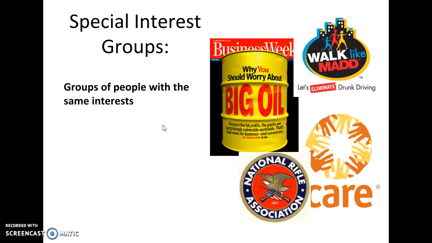And that's basically what I just said. Special interest groups are groups of people with the same interests, and we even have my same example here, Mothers Against Drunk Driving, and their common cause is eliminating drunk driving. CARE is an organization that is working towards eliminating hunger, trying to provide food aid worldwide. That's a special interest. The National Rifle Association is a special interest group, a group of people trying to give more access to guns to people. And even big oil, that's a special interest group.